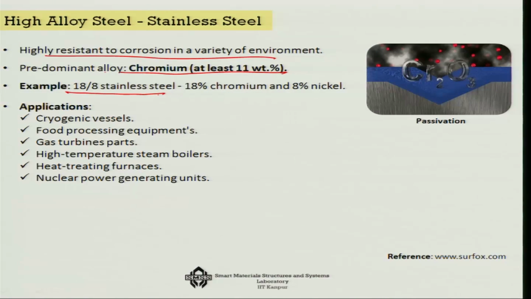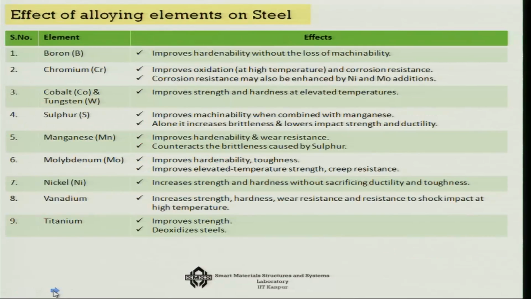That is why they are applied for applications like cryogenic vessels, food processing, gas turbines, high temperature steam boilers, heat treating furnaces, nuclear power generating units, various other types of boilers. Okay. So, that is about the stainless steel. Now, let us look into all the alloying elements and their effects in terms of a chart.